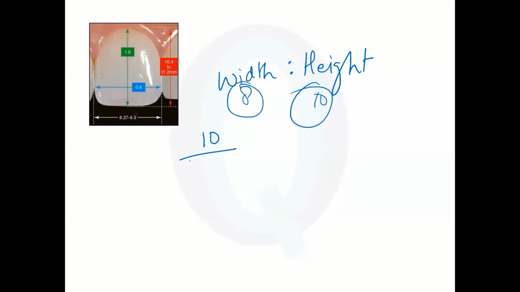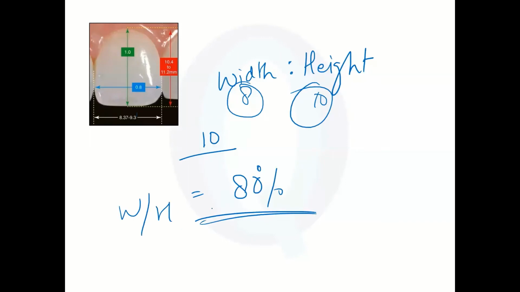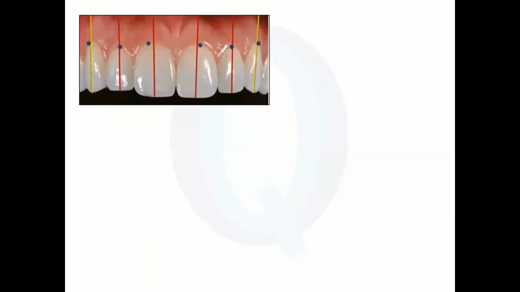Next is the width versus height of the tooth. So if the height of the tooth is 10, the width should be 8. Okay, so the ratio is 80%. Width by height is 80%, right? Next is gingival height or the gingival zenith.